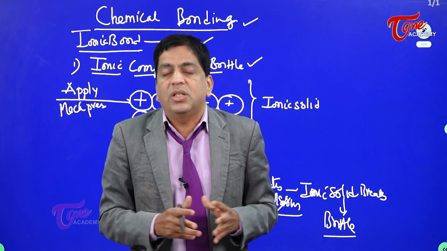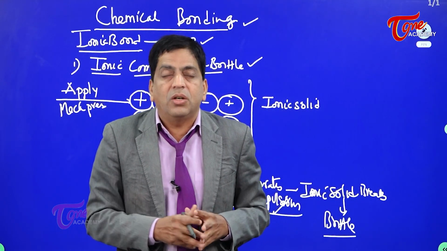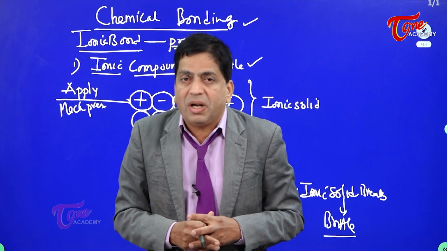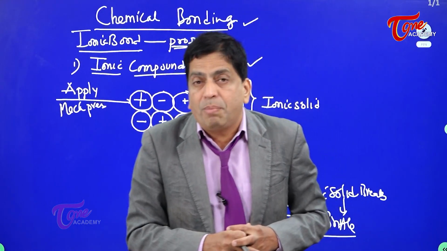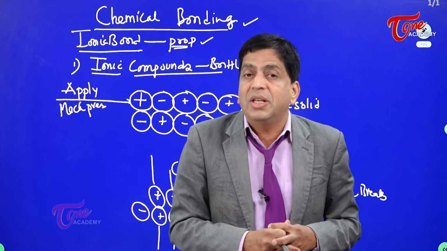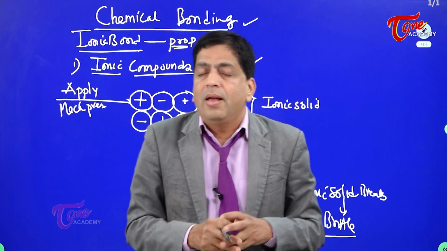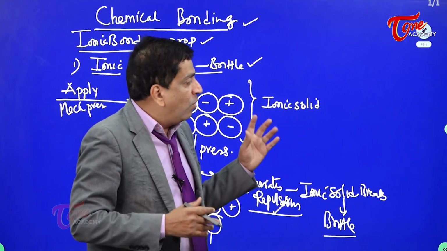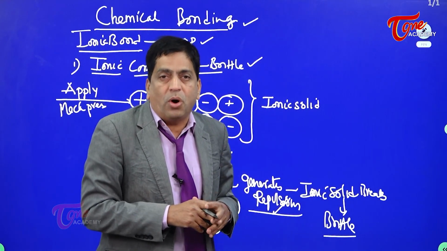And when you have similar ions coming towards the vicinity of one another, it is expected that they generate what? Repulsions. And when they generate repulsions, the ionic solid breaks. You must understand that, right? That is one case. Let's go in and check out one more property of it.